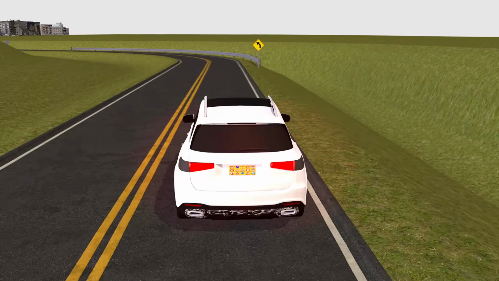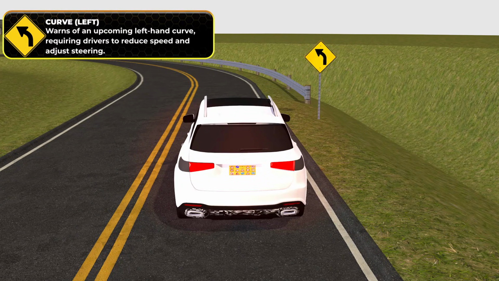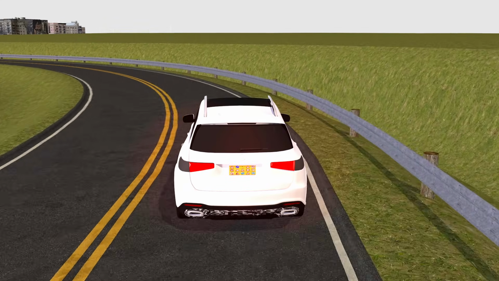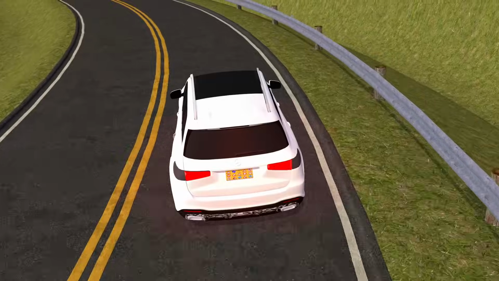This is the curve left sign, and it means there is a bend in the road coming up that curves to the left. Drivers should reduce their speed, stay in their lane, and adjust their steering to safely follow the curve.